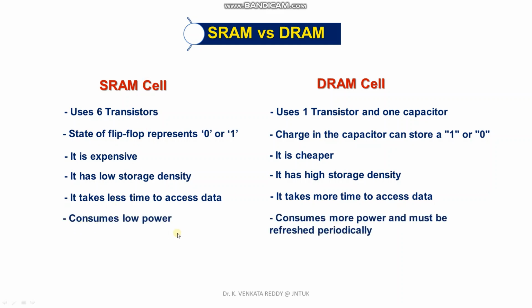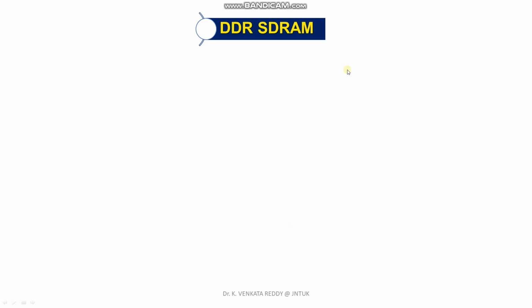Static RAMs consume less power and dynamic RAM consumes more power, and in addition to that, dynamic RAMs must be provided with refresh cycles. As dynamic RAM stores the information in the form of charge across a capacitor, if you keep it aside, the capacitor slowly discharges its information. So frequently these capacitors must be provided with refresh operations. Because of the low cost and high storage density, these dynamic RAMs are used as the main memories in present-day computers. Let us see what is a DDR SDRAM.